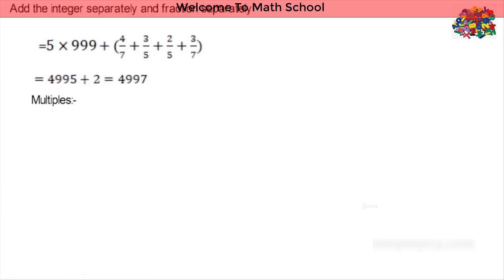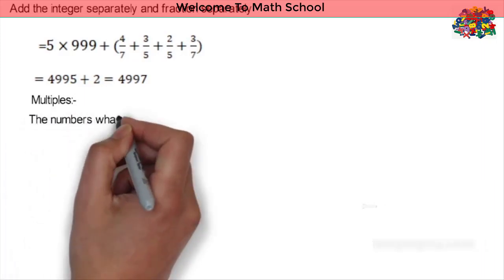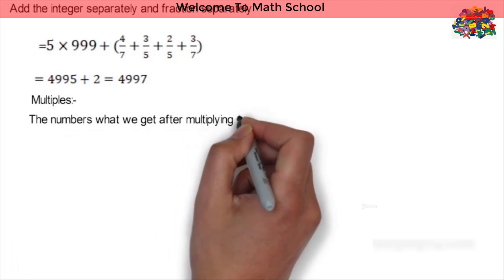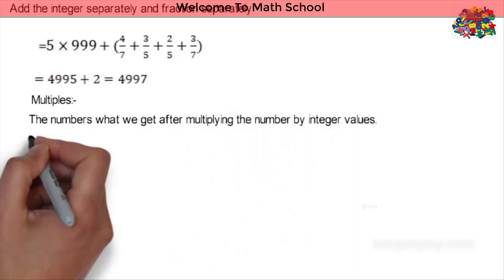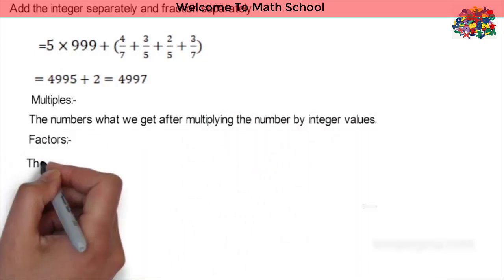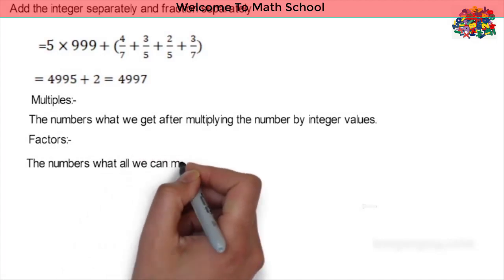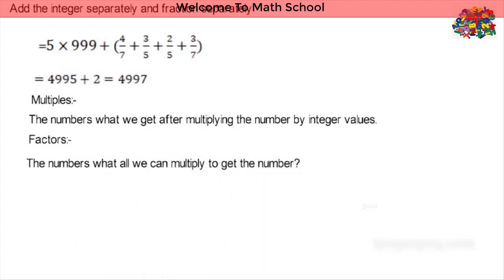So next we'll discuss factors and multiples. Multiples are nothing but the numbers which we get after multiplying by integer values. Factors are the numbers which we can multiply to get the number. It is nothing but the factor.